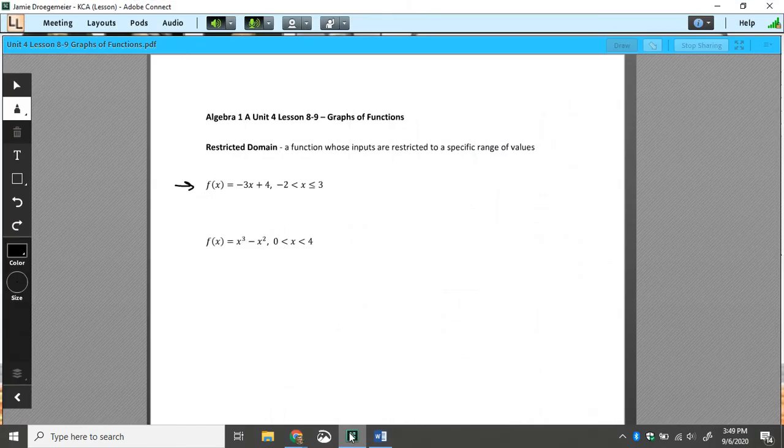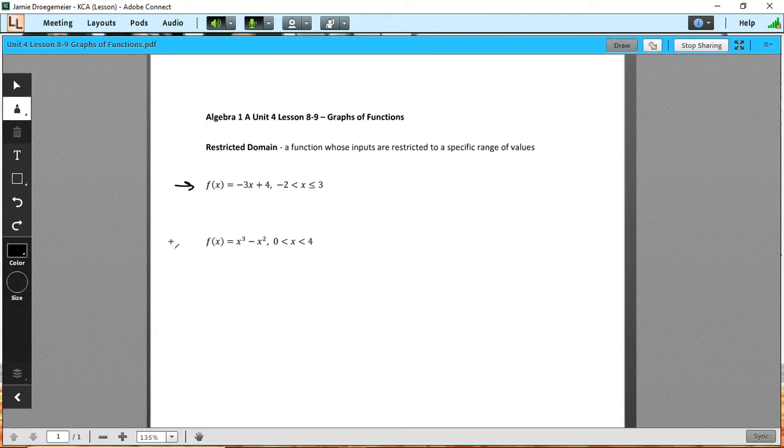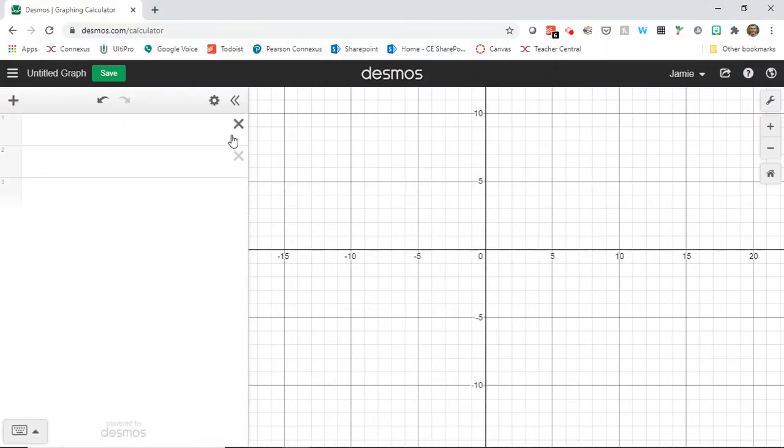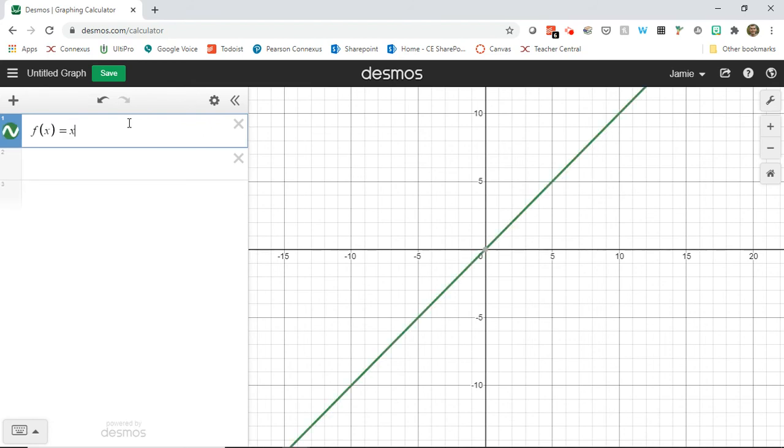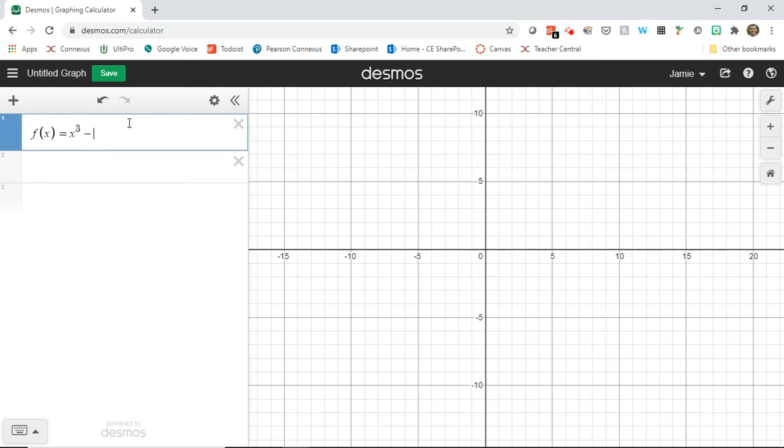All right, and if I go back to my functions here, the second function that I'm given, f of x equals x to the third minus x squared. This time we have a restricted domain. X values can be anywhere from 0 to 4, but they can't equal 0 or 4. So let's again go ahead and enter this function in. So we had f of x equals x to the third minus x squared. And to get those exponents, you use the little caret symbol, which is shift and 6. All right, so that's my function.